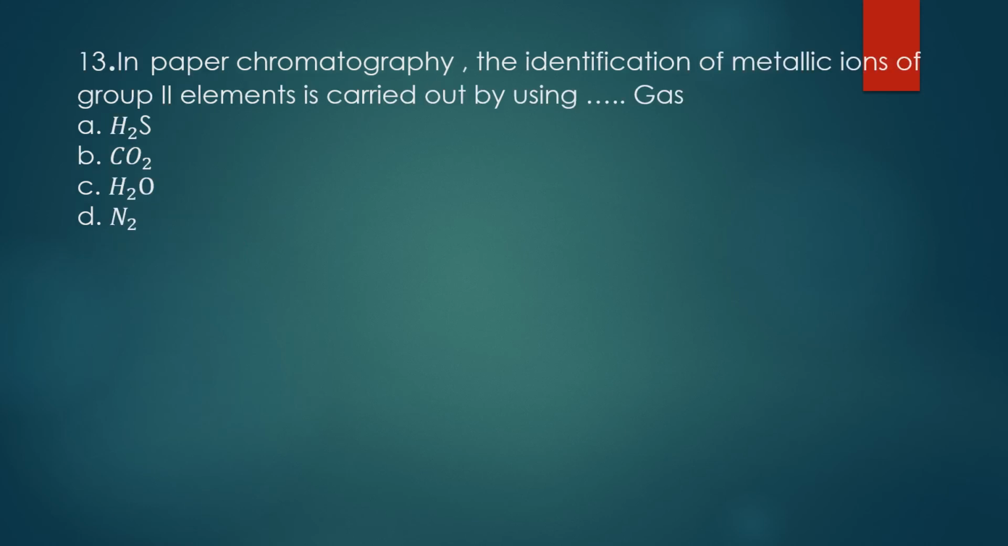MCQ number 13. In paper chromatography, the identification of metallic ions of group second elements is carried out by using dash gas. Option A, H2S. Option B, CO2. Option C, H2O. Option D, N2. And our correct answer is option A, that is H2S.